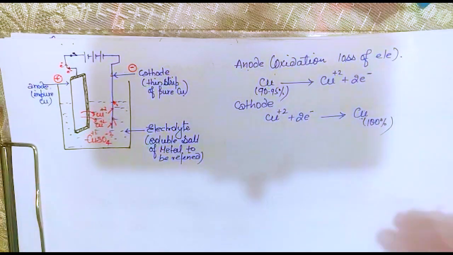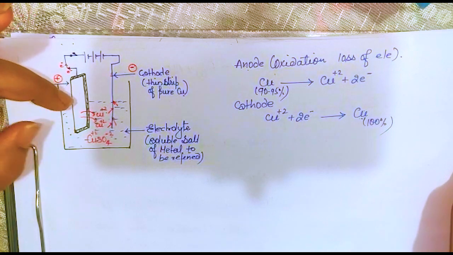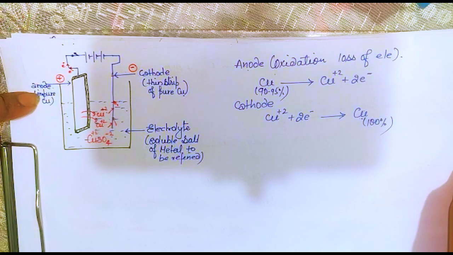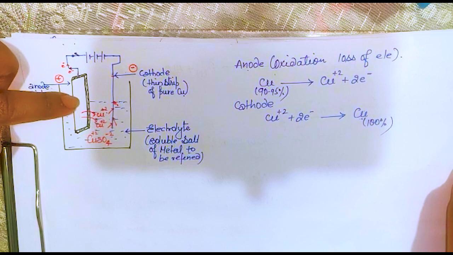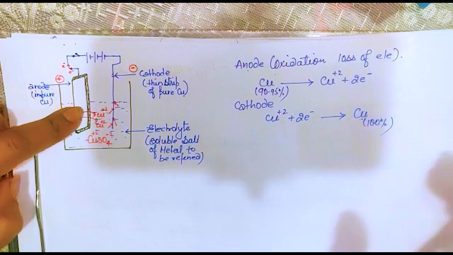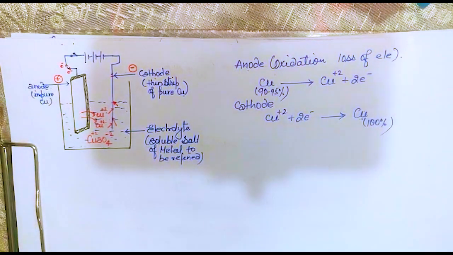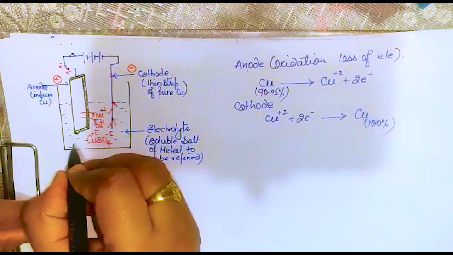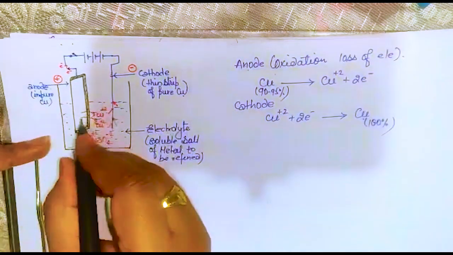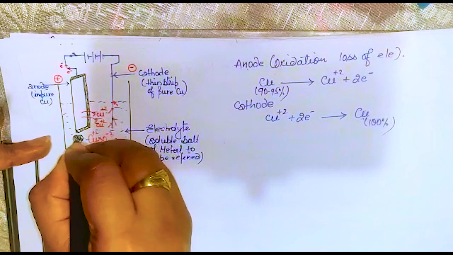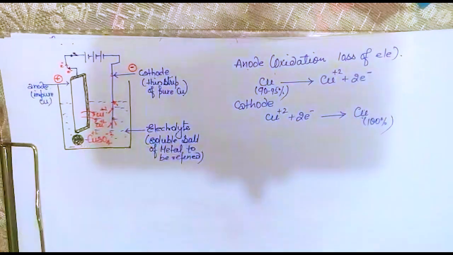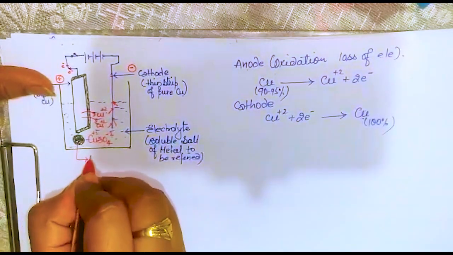Now, what next? Some impurities were there in this. That's why it is called impure copper. So what will happen? These impurities will not go anywhere; they will come down in the solution and will deposit like this, and this will form the anode mud.